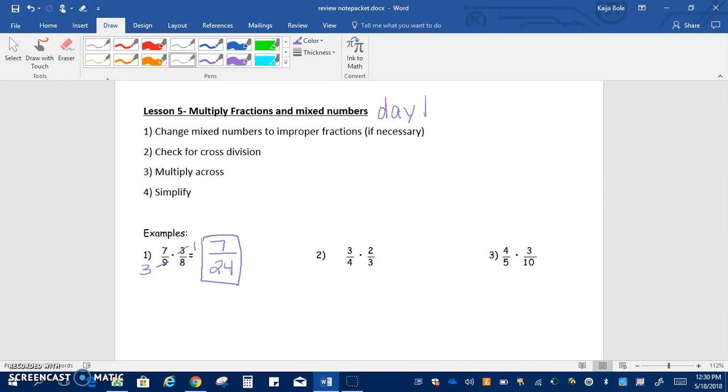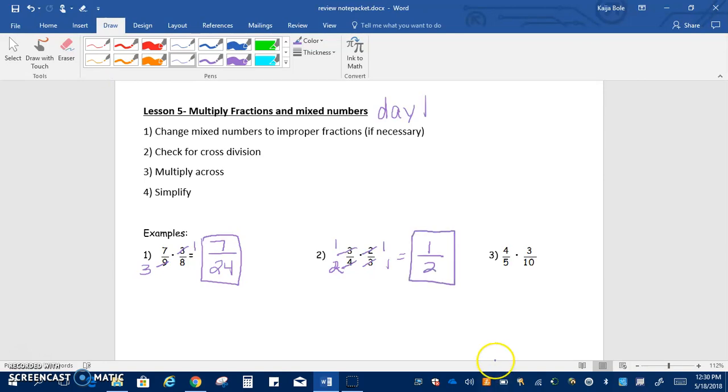Number 2, I have 3/4 times 2/3. So again, cross division, both of my 3's can become 1's. And then between my 4 and my 2, I can divide those both by 2. So my 2 becomes a 1. My 4 becomes a 2. So now when I multiply across, I get 1/2.